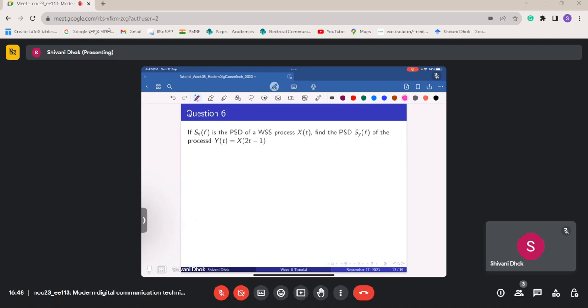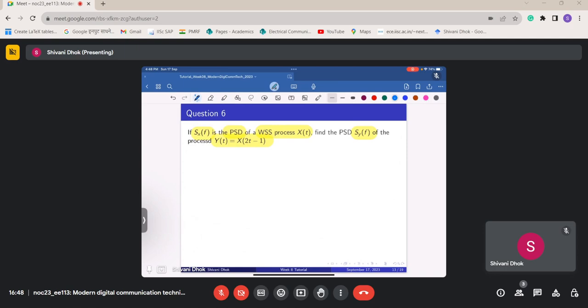So this is the 6th question that I have planned to cover today. What does it say? It says that if Sx of f is the power spectral density, so this Sx of f is the PSD of a WSS process x(t), and we need to find the PSD Sy of f of the process y(t) equal to x of 2t minus 1.